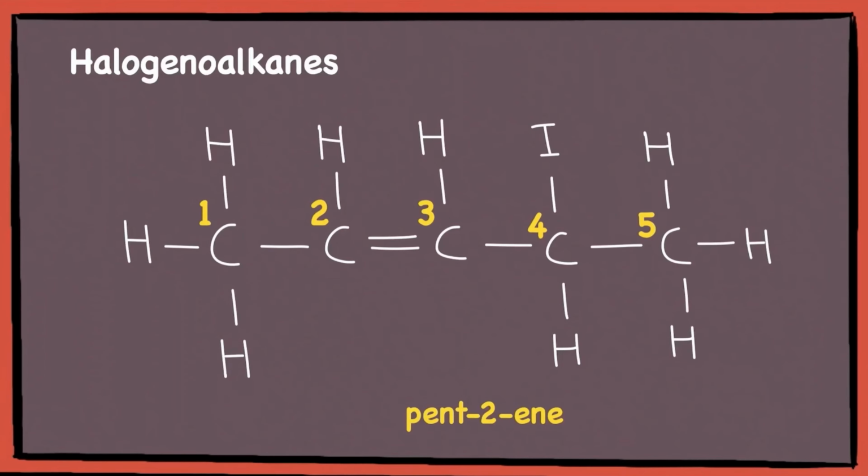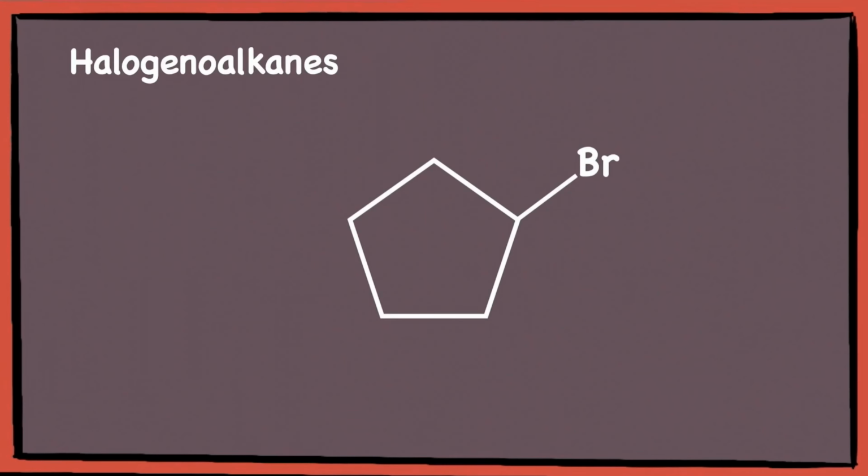Lastly, for the prefix, since the iodine atom is attached to the fourth carbon atom of the parent chain, this organic compound will be called 4-iodopent-2-ene. For the last example here, it's the exact same as what we've learned in alkanes in the earlier section of this video. Since it's a cyclic alkane with 5 carbon atoms and a bromine side group sticking out, it's called bromocyclopentane.